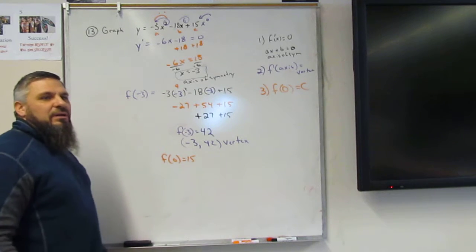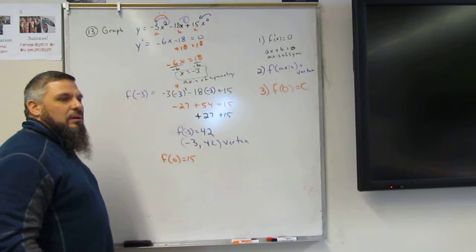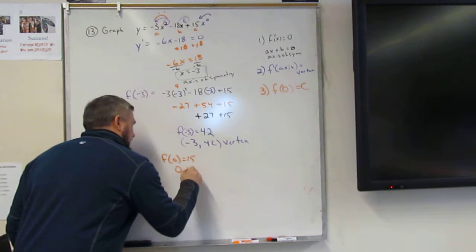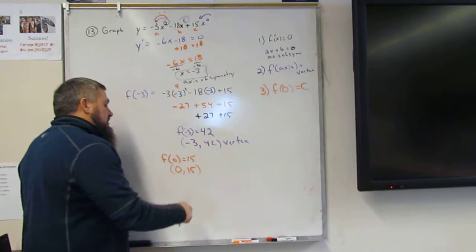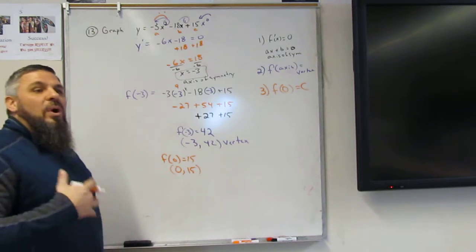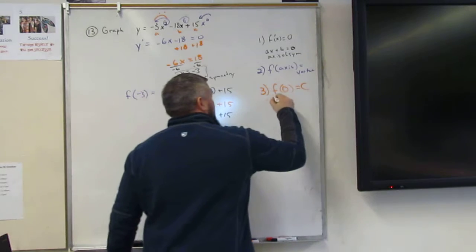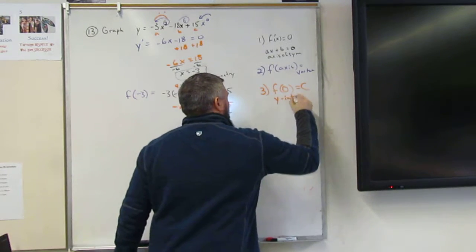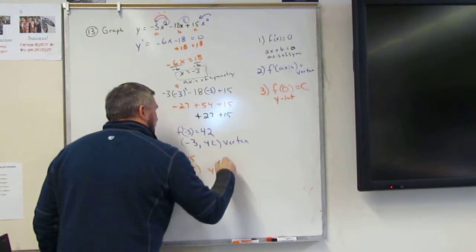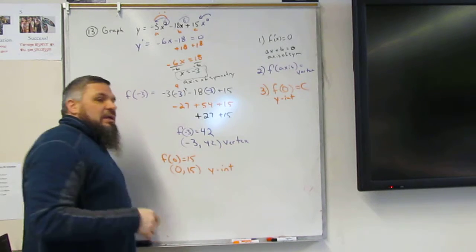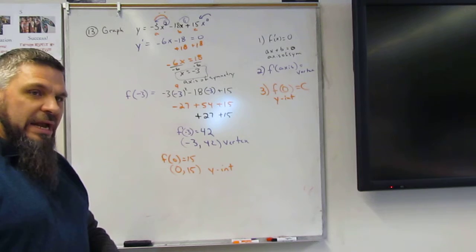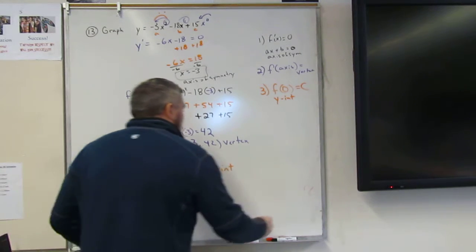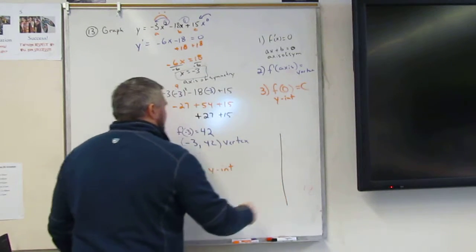So what's the coordinate? 0 and 15. This is what we call the y-intercept. Now, I can graph that. Oh, we have to graph it too. Absolutely. So how am I going to graph this?